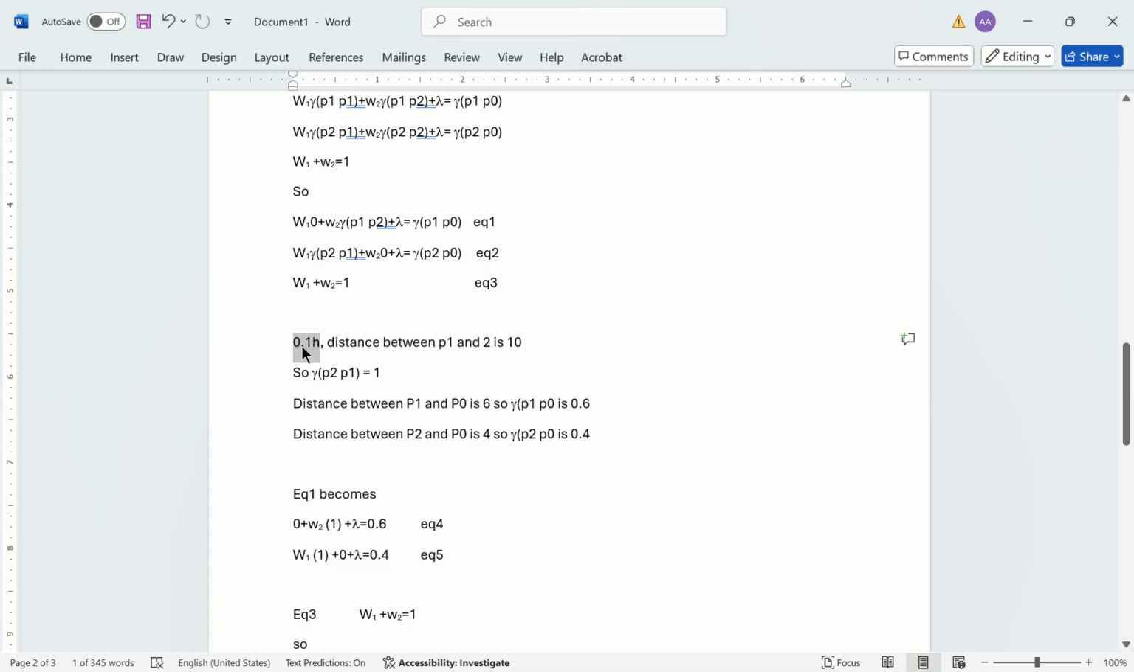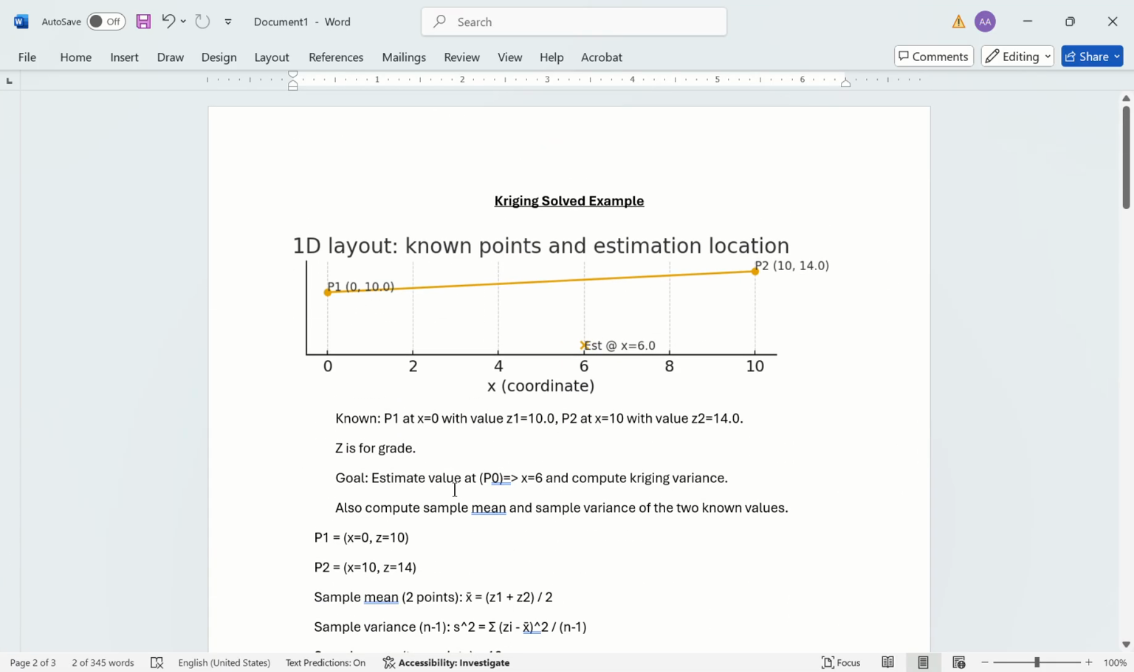If we had 4 points, then W1 plus W2 plus W3 plus W4 would have been equal to 1. Anyways, the basic equation that we have assumed is semi-variance equal to 0.1 h. Instead of going into complexities like C0 plus 3/2 h/a minus half h cubed over a cubed and so on, we are going to make it simple. Semi-variance is equal to 0.1 h, where h is the distance. Between point 1 and point 2 the distance is 10, so the variance between point 2 and point 1 would be 0.1 into 10, which gives 1.